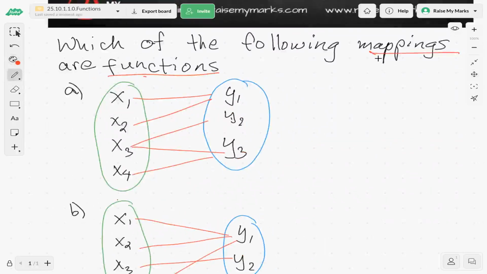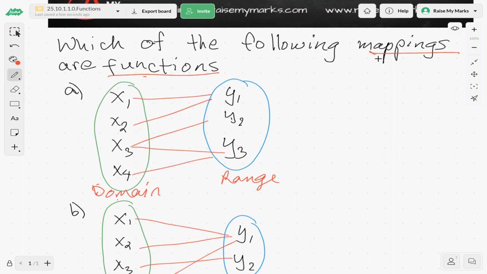such that any value in the domain maps to a single value in the range. So here we have some examples of mapping. We have our domain and our range. So we need to determine if this is a function.